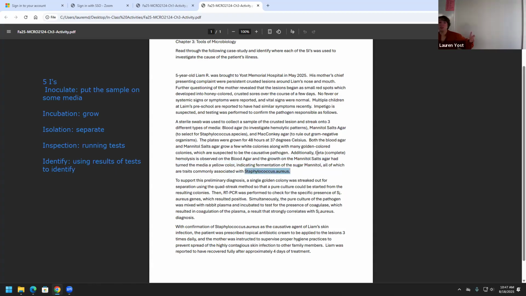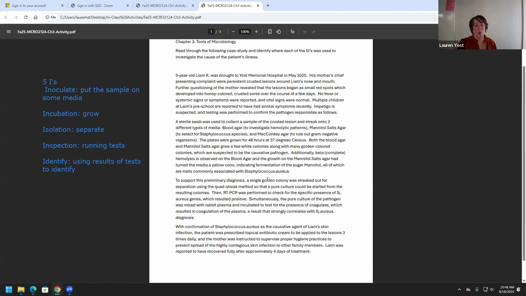So technically, while we also inoculated the media, we also ran tests. That is where the inspection step is. That's part of the inspection, but we're going to take it even further. We want to know for sure, is this Staphylococcus aureus? These growth patterns support that, but can we prove it?